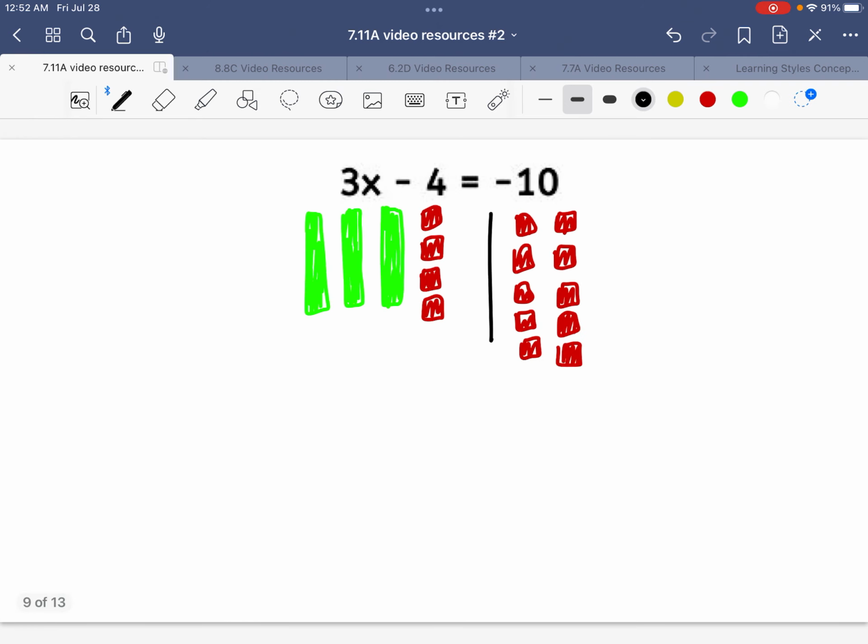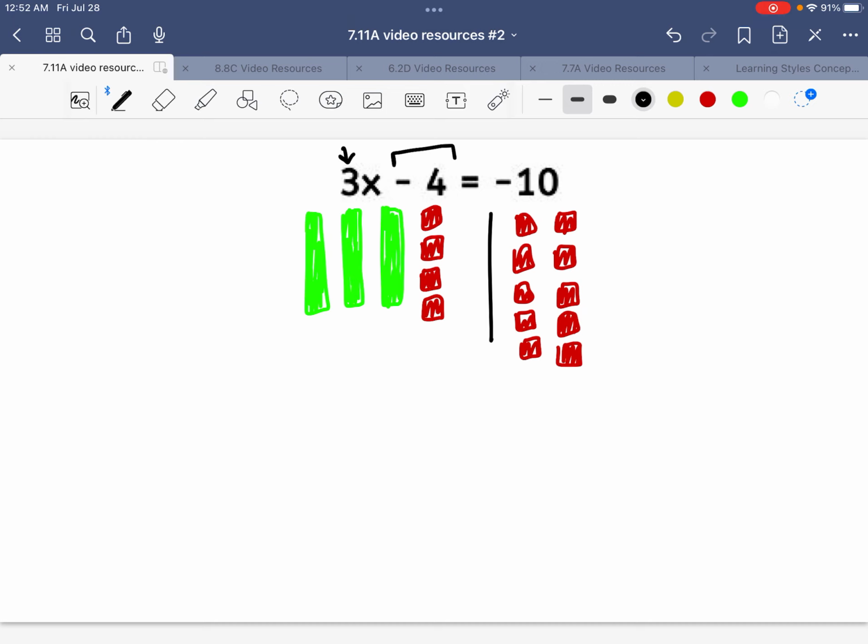So the first example that we'll be looking at is 3x minus 4 is equal to negative 10. And notice this is already modeled, and we have 3 x's because this coefficient right here tells us that there are 3 groups of x. And this minus 4 can be represented using 4 negatives. All of that is equal to my 10 negatives on the right-hand side.